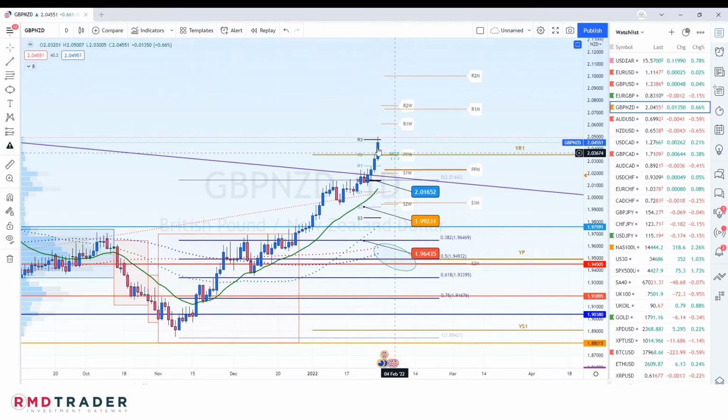So there would of course be a very high probability for price to now pull back this week, and with the new monthly pivot at 2.02, and I'll just move this price level to that level, that would be a key level of course to keep an eye out for.